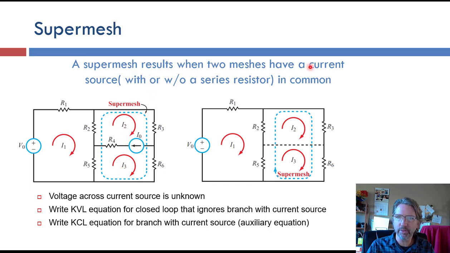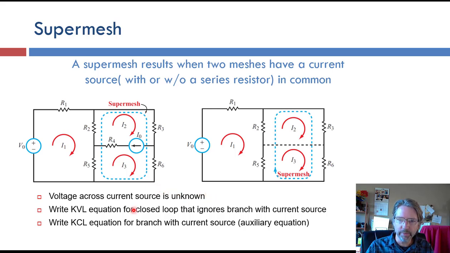When two meshes have a current source in common, then the best approach for the analysis is to use a supermesh. The main reason is because the voltage across a current source is unknown. So when we want to do Kirchhoff's voltage law, we don't know what to put for the voltage across this current source here. So we could add another unknown and use some equations and make the system more complicated. But if we do the supermesh approach, we avoid that unknown voltage and keep our number of equations manageable.